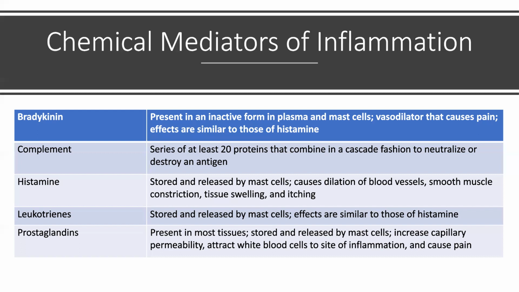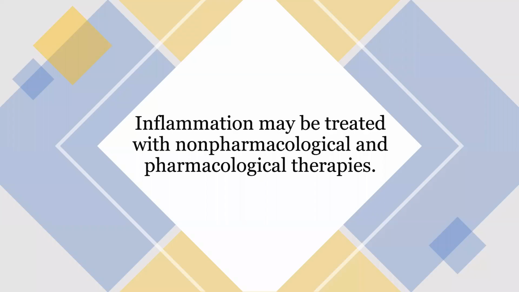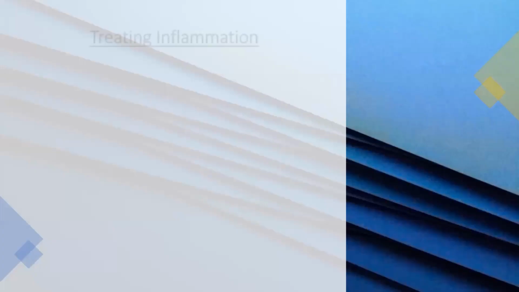They are present in most tissues. They are stored and released by mast cells, increase capillary permeability, attract white blood cells to the site of inflammation, and cause pain. Now, inflammation can also be treated with non-pharmacological and pharmacological therapies.